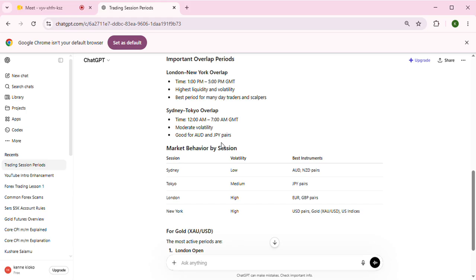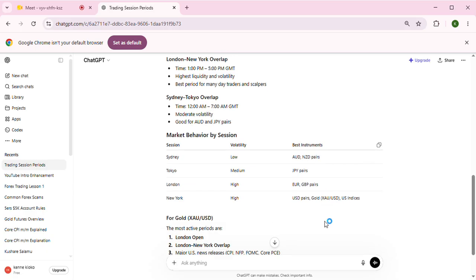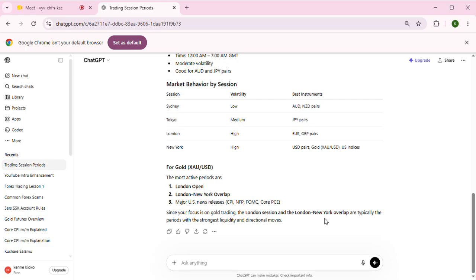You can see they are talking about how the market behaves. During Sydney, volatility is low, best for AUD and NZD pairs. This is what we have talked about. Tokyo, the volatility is medium, best for Japanese yen pairs. London, volatility is high, best for Euro and GBP pairs. New York, high, for USD pairs, CAD pairs, and also gold and US indices. I hope you have seen that.